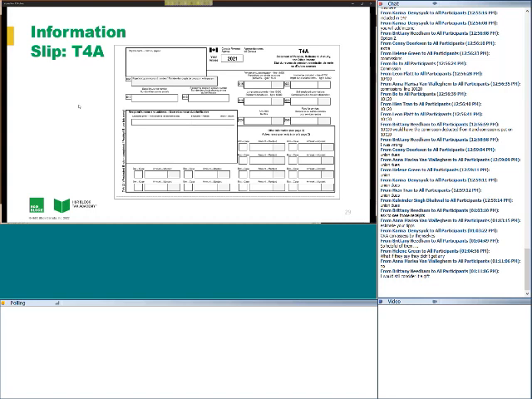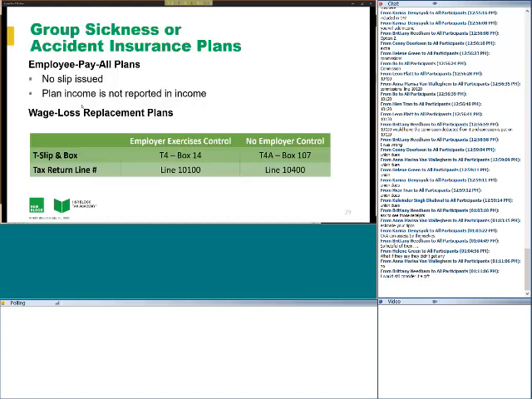Okay, good. Questions about T4s, about T4As? I know we're going quickly, but I'm expecting you to have done this already. So I'm going to get into the next difficult thing for today. We're going to spend a bit of time on that, and then we're going to fly through to the end of class. We're going to talk about wage loss replacement plans.